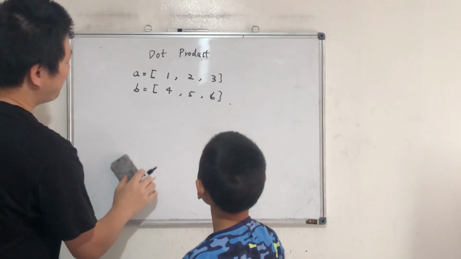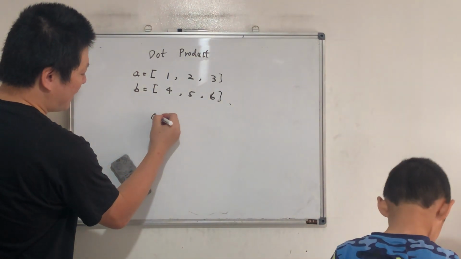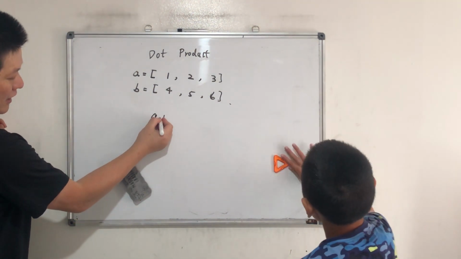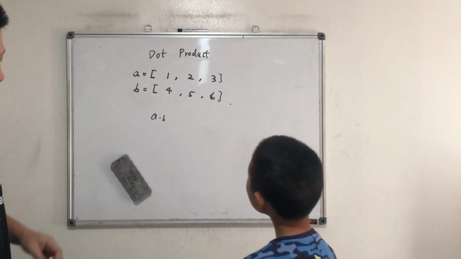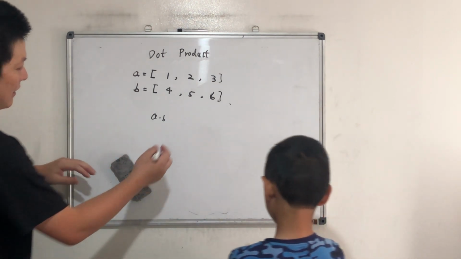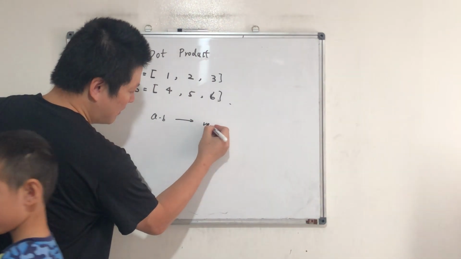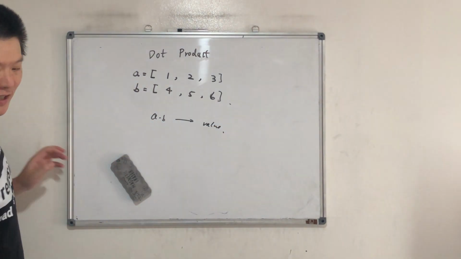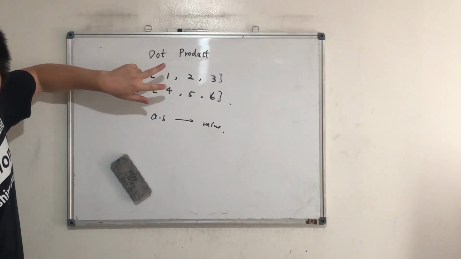So we want to compute the dot product of the two vectors. We use A times B, using this single dot. So what does it equal? It will give us a value, right? It's not a list value. So what does it equal? It equals the sum.